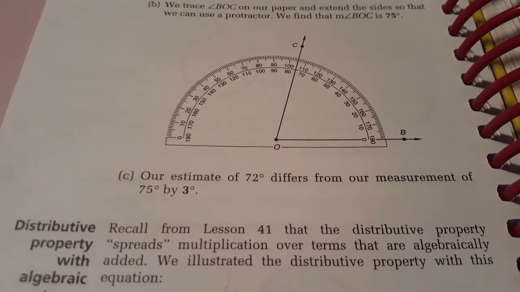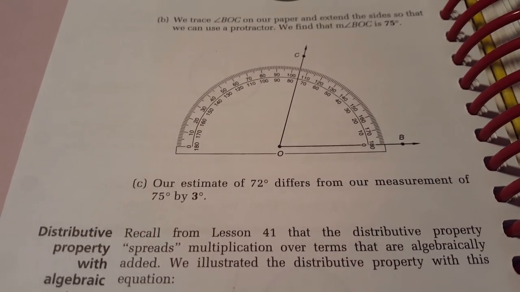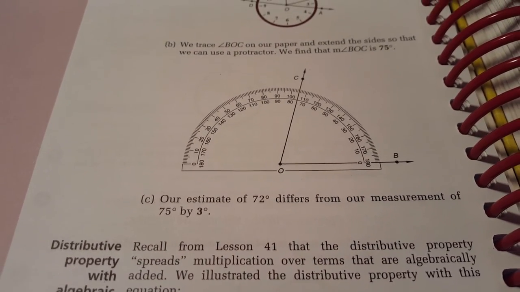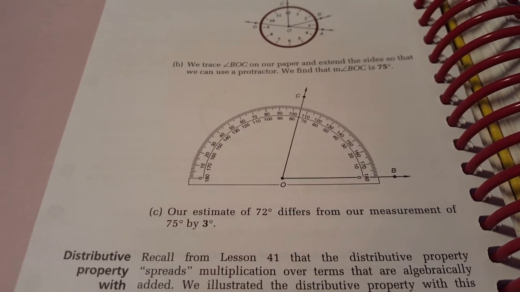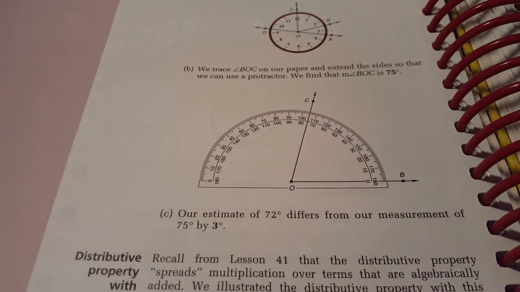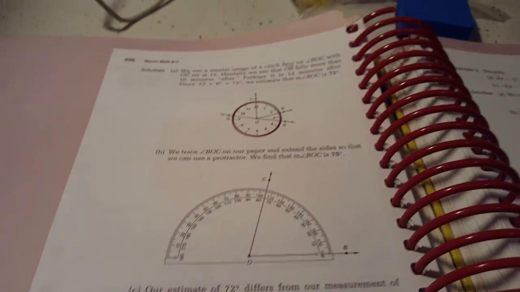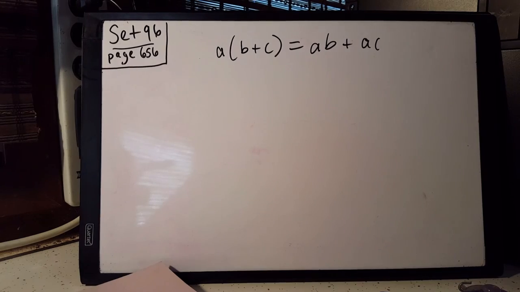So that's pretty close. And the difference, of course, was the C part, and that's 75 minus 72, which is 3 degrees. So that kind of shows you how using a clock and your knowledge of angles and measurements of angles can help you get some pretty accurate measurements when you're just estimating on your own. All right, let's look at the second part of this lesson.